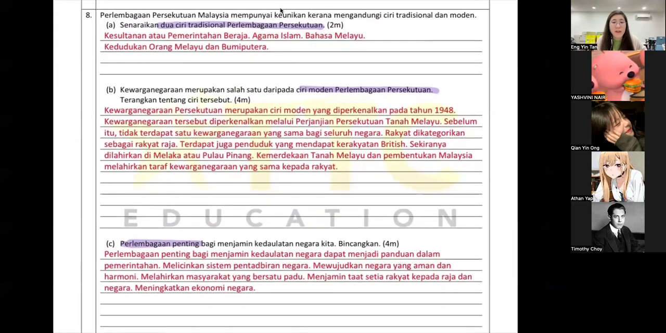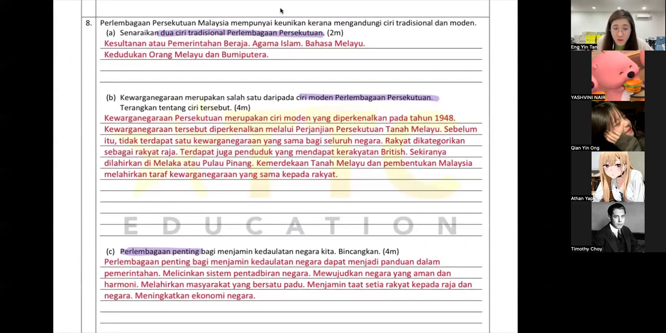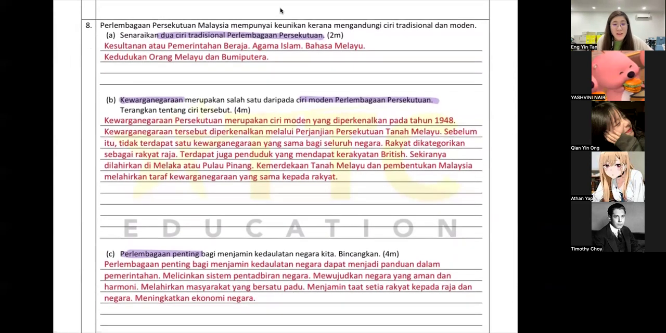Okay, question number 8 over here. Actually, it is a repeated question, so I'm not going through it together with you. You can take down the answer now, screenshot. Question number 8 here is talking about the ciri-ciri tradisional. They are just asking you to list out, senaraikan. Then question B here is talking about citizenship, so explain the citizenship. You can say it's a ciri-ciri moden. So we have all this citizenship based on the perjanjian, everything. They mention apa-apa, then you elaborate. Okay?